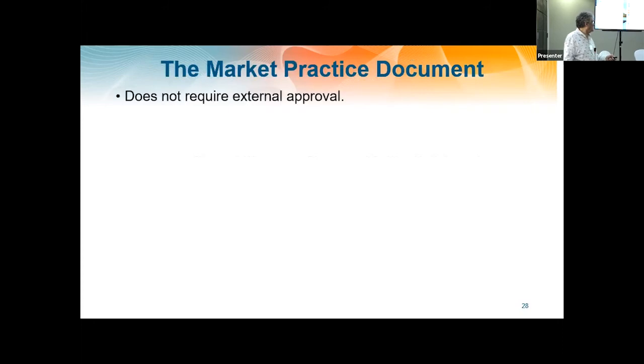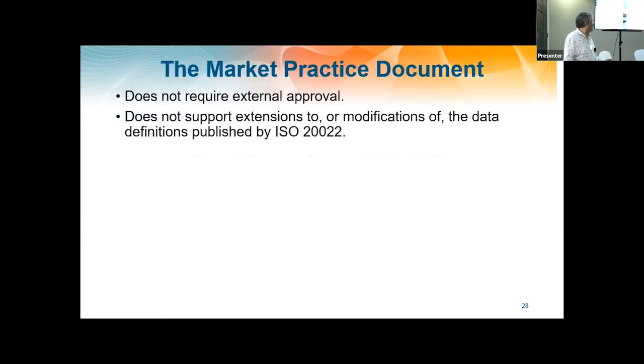The market practice document, as we've said, doesn't require external approval. It doesn't support any extensions to or modifications of the existing data definitions.